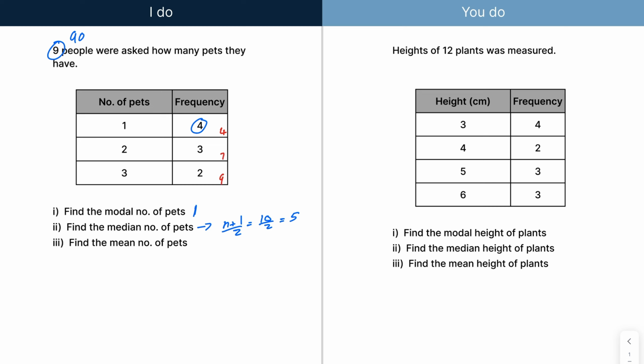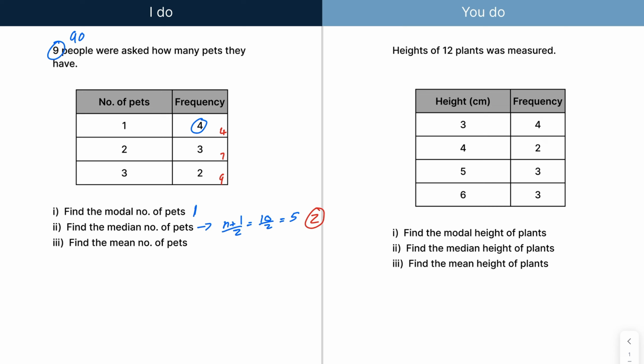Now how do I get these numbers? So the 4 comes from there, the 7 is 3 plus 4, and then the 9 is 2 plus 3 plus 4. So we know we want to go to position 5, this only goes to position 4, which means the median is in here. So that is going to be 2. So our actual answer here is 2, and I'll circle that. So that's the median.